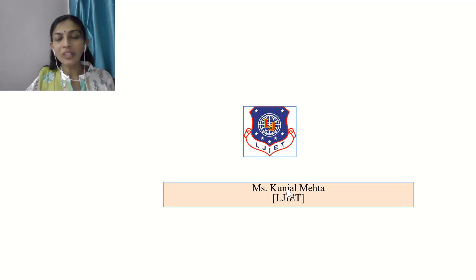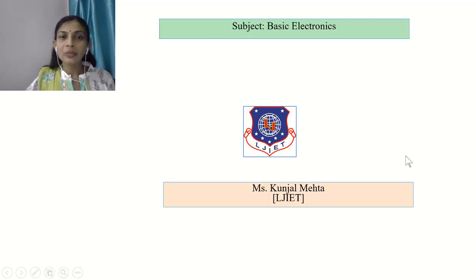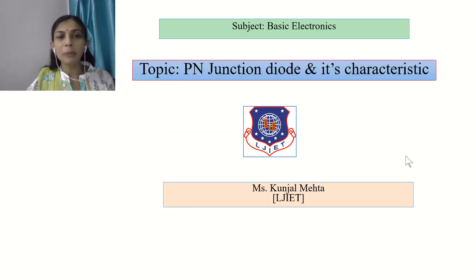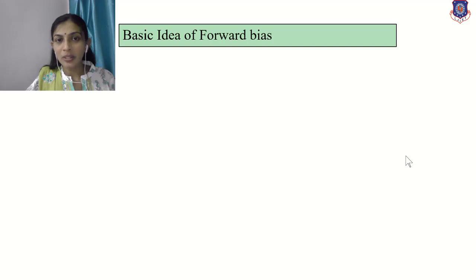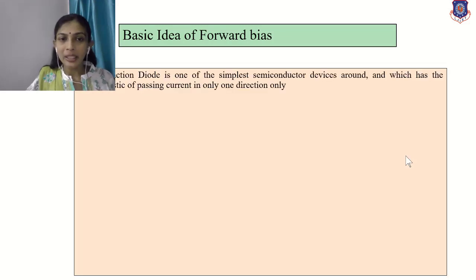Today I am continuing with my subject, Basic Electronics, and today I am going to start the topic PN junction diode and its characteristics. In Basic Electronics, in chapter number 1, a very interesting topic is the PN junction diode. So dear students, all of you know what a p-n junction is. In 12th science we also studied the p-type material and n-type material.